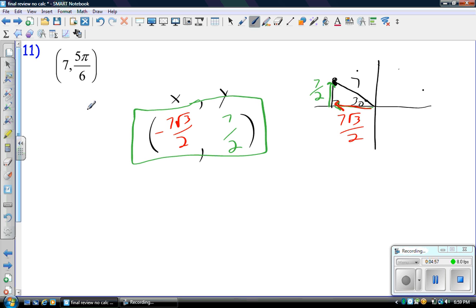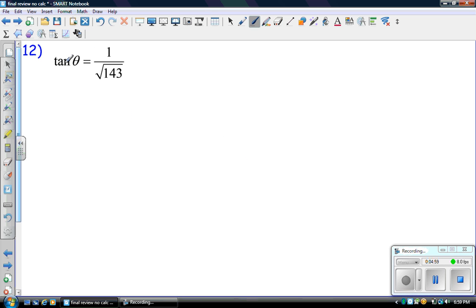Number 12 initially looks kind of weird with that square root of 143, and especially I know that makes you sick to your stomach because it's in the denominator. But this is actually a much faster problem than people have been thinking it is. It says that we want to figure out sine and cosine for the acute angle, theta. Acute angle means less than 90. That just tips us off that we're in the first quadrant.